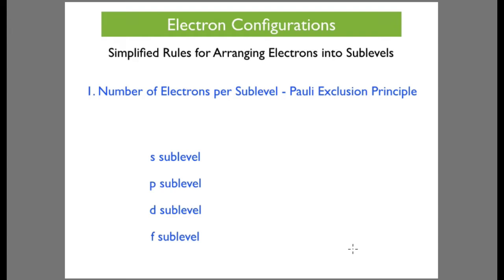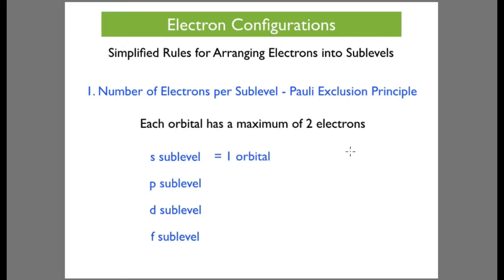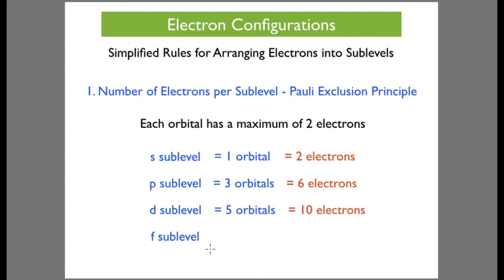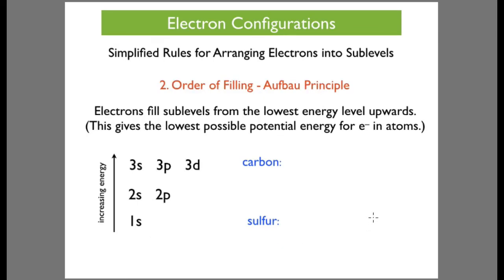Let's look at some simplified rules for arranging electrons into sublevels. The number of electrons per sublevel is calculated using the Pauli exclusion principle. Each orbital has a maximum of 2 electrons. S, there's 1 orbital, so it has 2 electrons. P has 3 orbitals, so there's 6. The D has 5 orbitals, so there's 10. The F has 7 orbitals, and so there are 14 electrons.